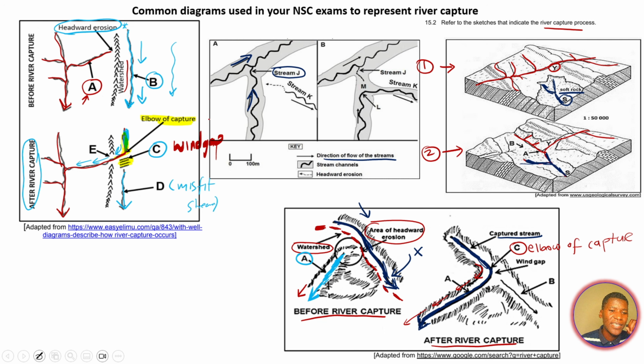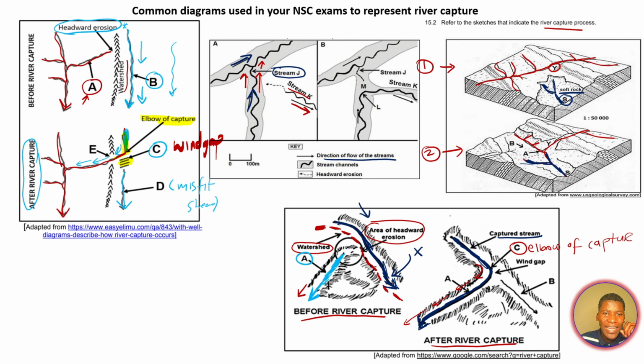So stream J is flowing in that direction. We also see another stream, and this is stream K. Stream K is flowing in that direction. It is actually flowing away from the picture in that direction.